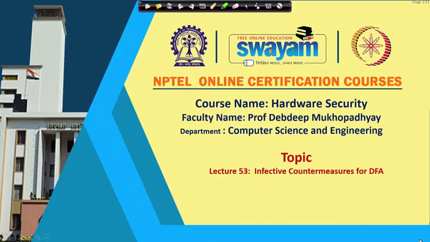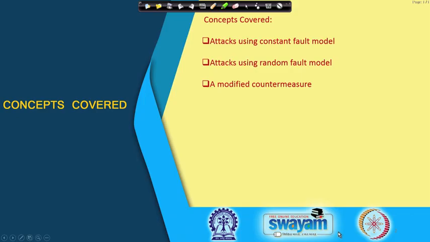So, welcome to this class on hardware security. We shall be continuing our discussions on infective countermeasures for differential fault attacks. Today we shall be discussing a few attacks, like the attack we already started discussing against a potential infective countermeasure using a constant fault model.